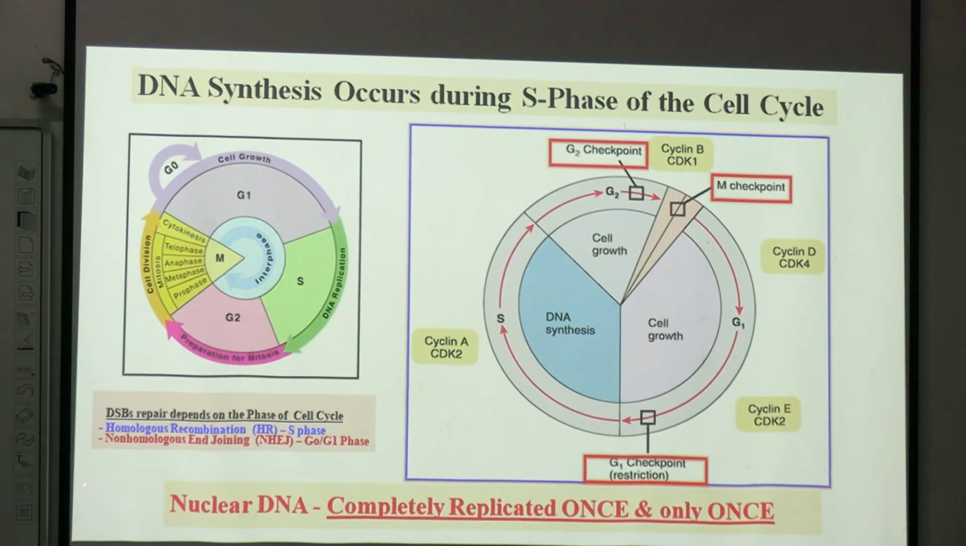During the repair mechanism, I will be telling you that there will be double strand breaks. During the double strand breaks, in the repair phase, there will be homologous recombination and non-homologous end joining. Homologous recombination occurs basically during the S phase, you remember, and non-homologous end joining occurs in the G0 and G1 phase.